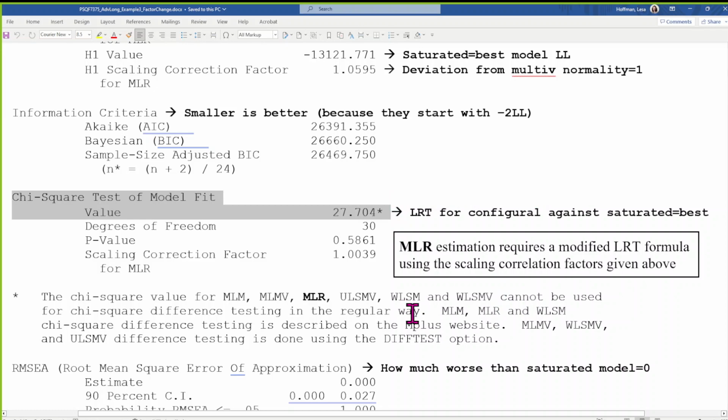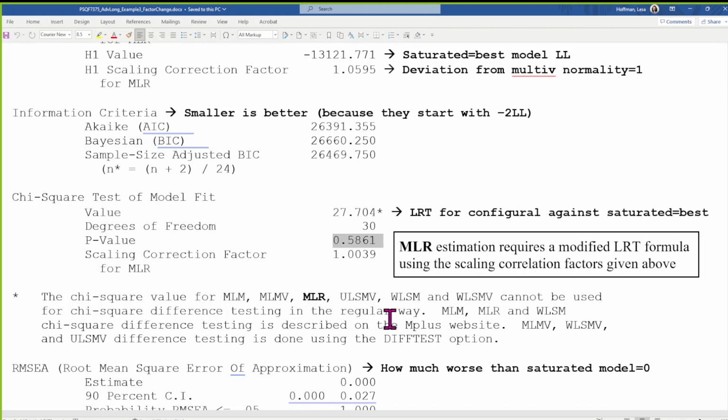This is the likelihood ratio test for how much worse than perfect we are after adjusting for the scaling factors and non-normality. My chi-square test statistic is 27 on 30 degrees of freedom, which yields a non-significant p-value. And this is a sample size of like 650 people. So is this good or bad, folks?